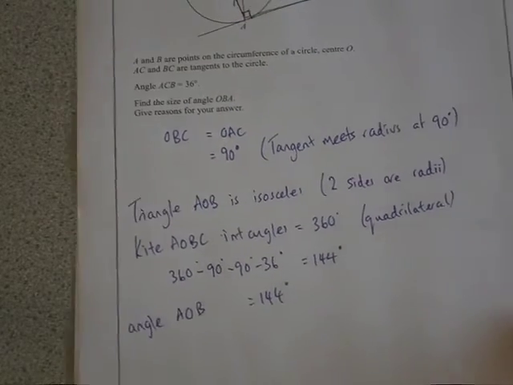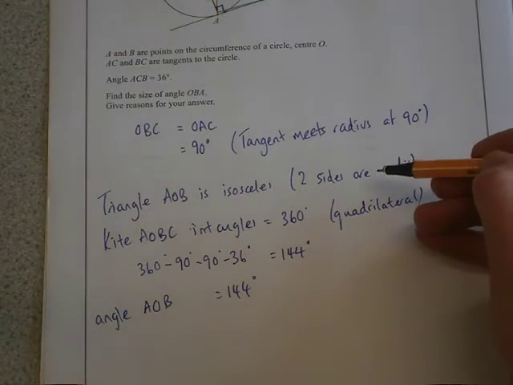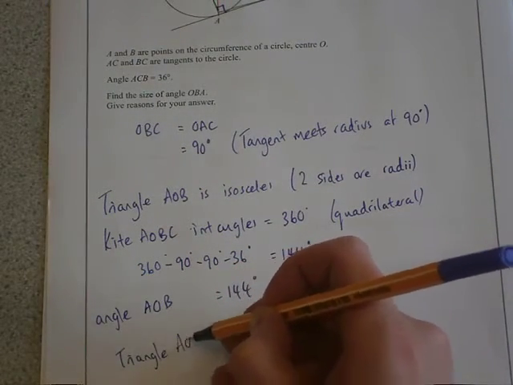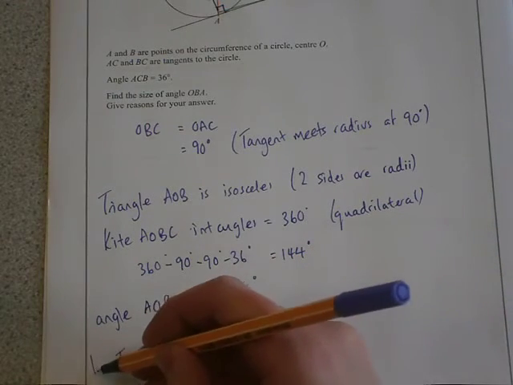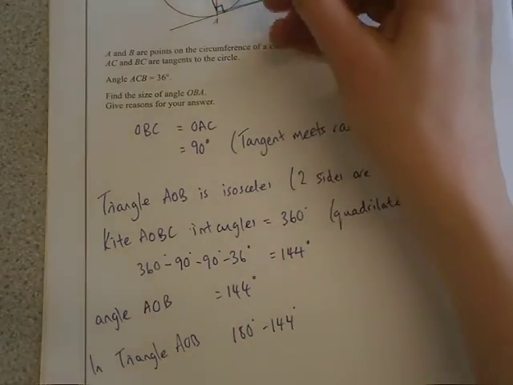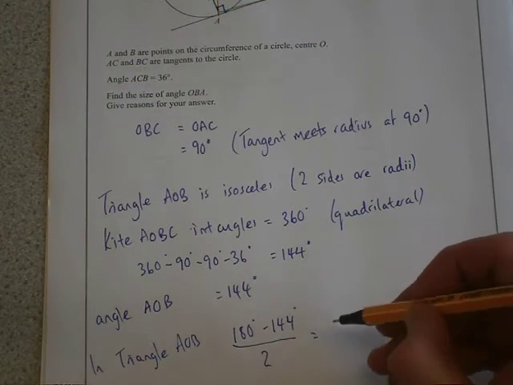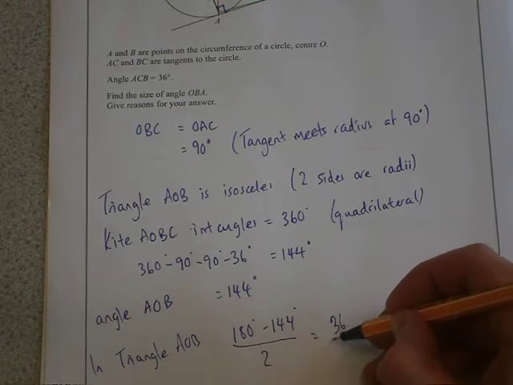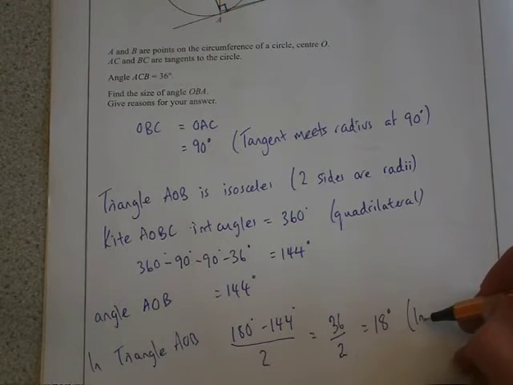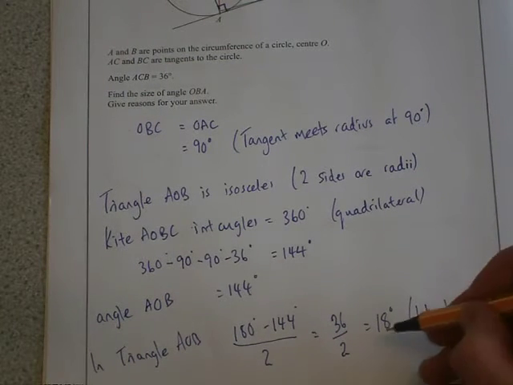So now that I've got that, I can use it to work out the angle that I'm required to find. So in triangle AOB, I can do 180, take away 144, which will give me the total of the two angles, and then divide that by 2. So 180 take away 144 is 36, divided by 2 is 18 degrees. And that is because the interior angles of a triangle add up to 180 degrees. So 18 degrees is my answer.